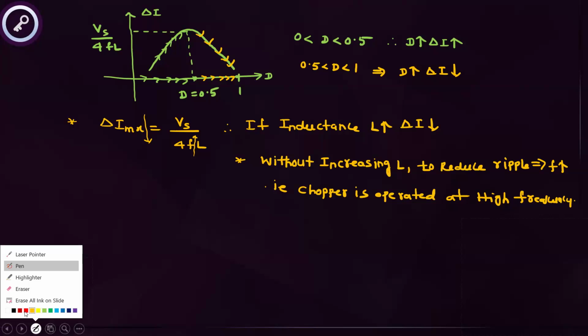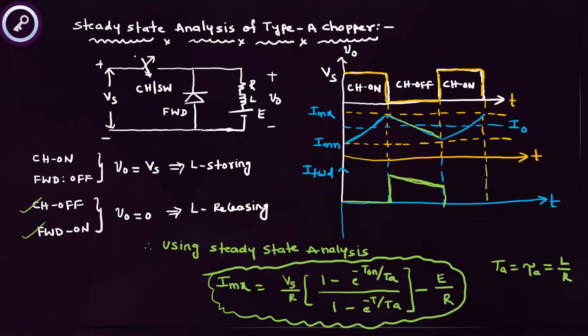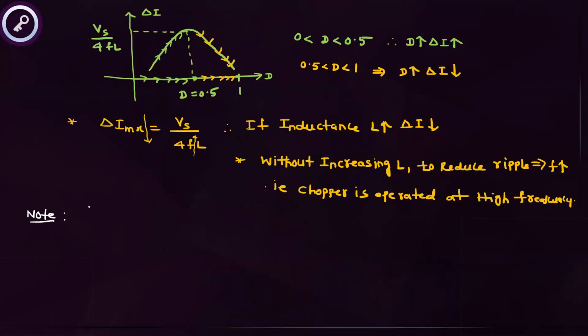Next, here I am giving some note points. There is a derivation, but I am not giving the derivation. Simply remember. The average switch or thyristor current is maximum at a certain duty cycle. This switch may be a thyristor also; any device is used as a switch. At what duty cycle is the average current through the switch maximum?